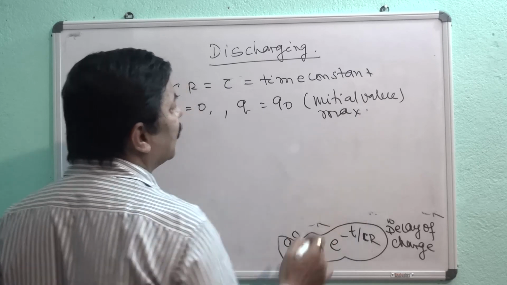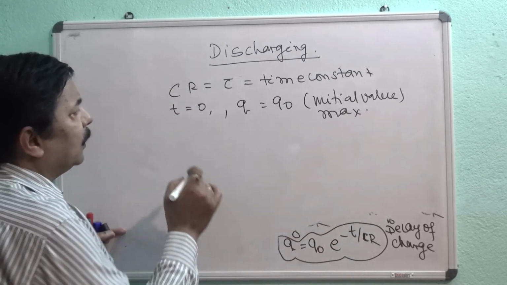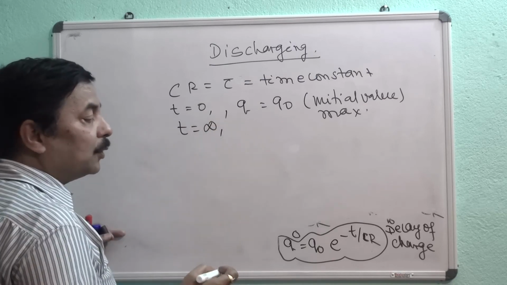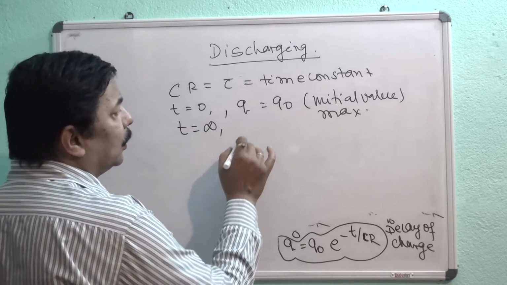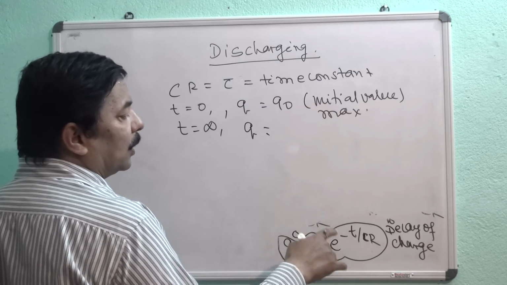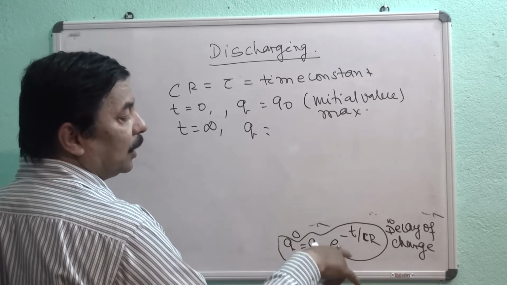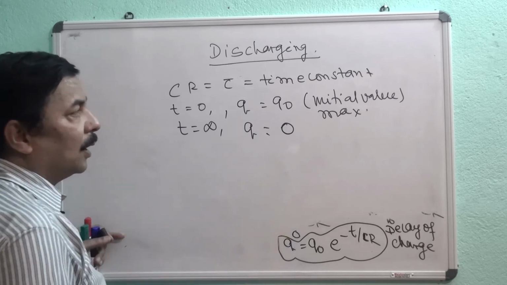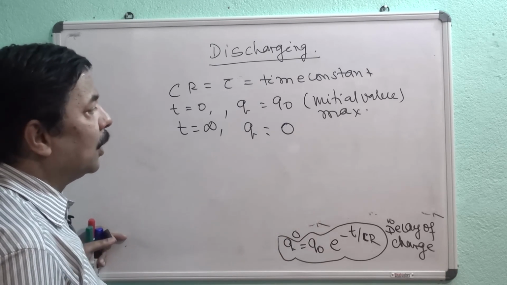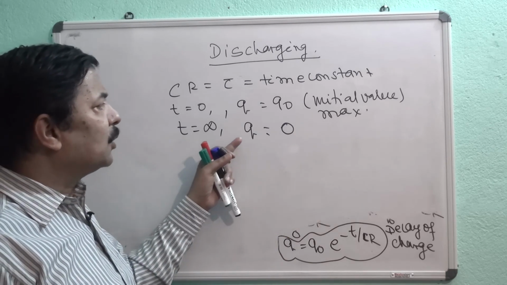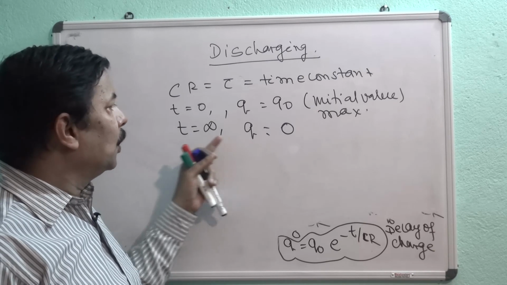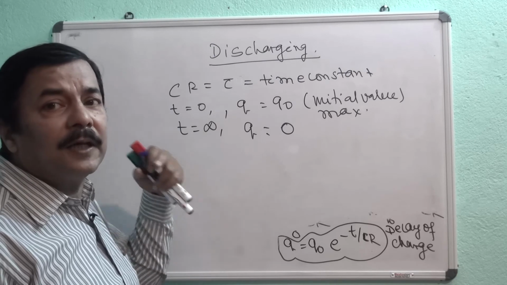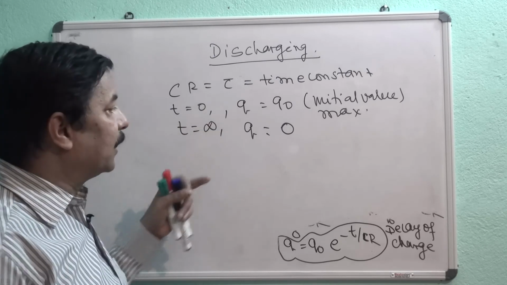So maximum is there, and when t is equal to infinity, then q is equal to 1 by infinity, so q is equal to 0. That means fully discharged. So for the charge on the plates to become 0, the time taken is infinite. That means a fully discharged capacitor will take infinite time.